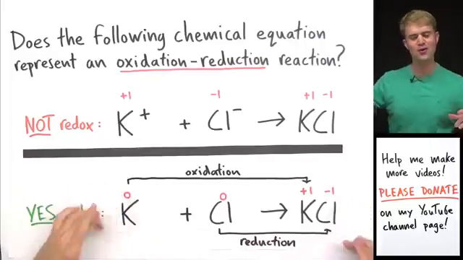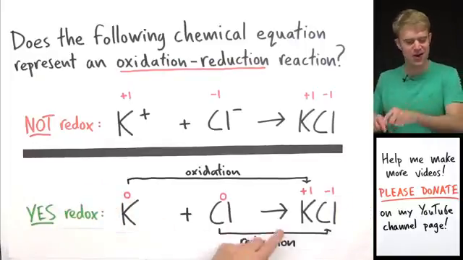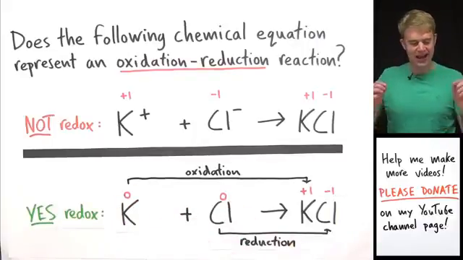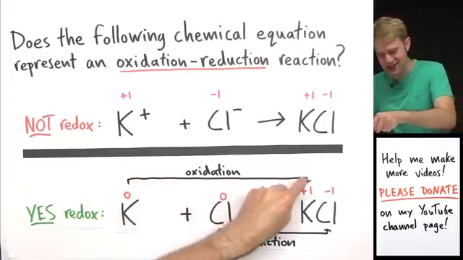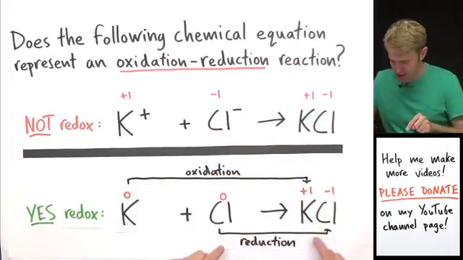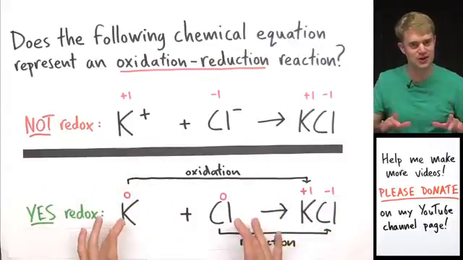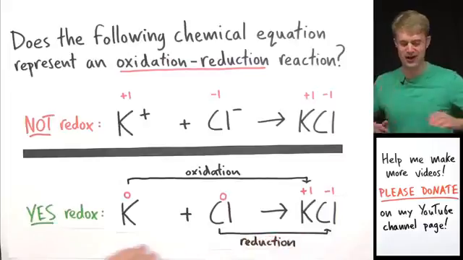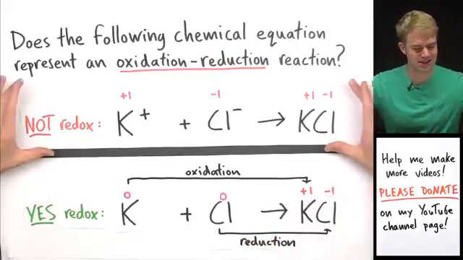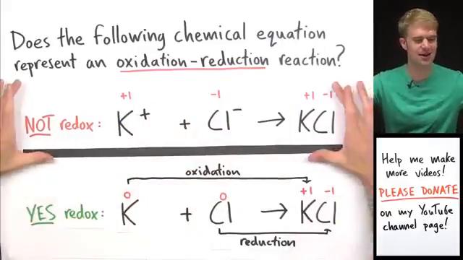This equation, though, was a redox reaction because these two things started out neutral, K neutral and Cl neutral, and the K got oxidized to 1+ by losing an electron. The Cl got reduced to 1- by gaining an electron. The charges changed because electrons were transferred, and that's why this is a redox reaction, and why this, because the charges are the same the whole time, that's why this is not.